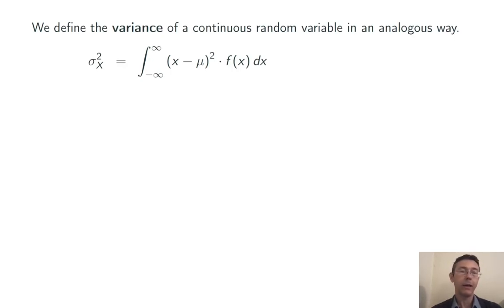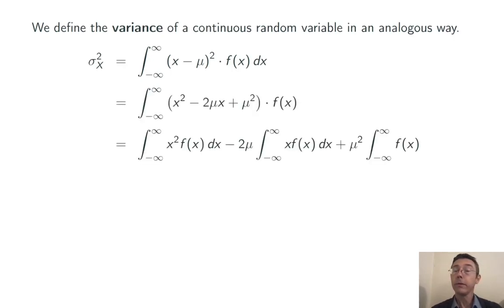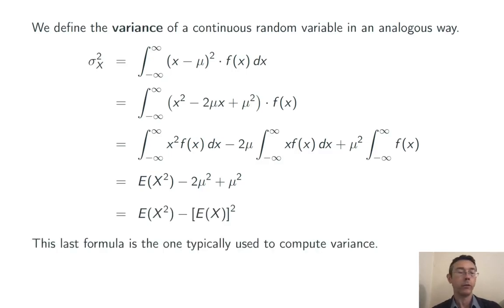And to get to that, we take the x minus mu, FOIL out that square, distribute the f of x and break up the integrals, and then notice that the middle integral is just a formula for the expected value of the random variable x. So really that whole middle term is just negative 2 mu squared. We can simplify those last two terms, and then, if we like, replace mu with the terminology expected value of x. That gives us this formula.